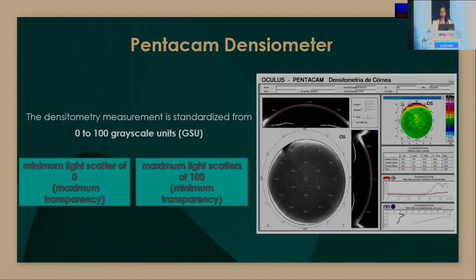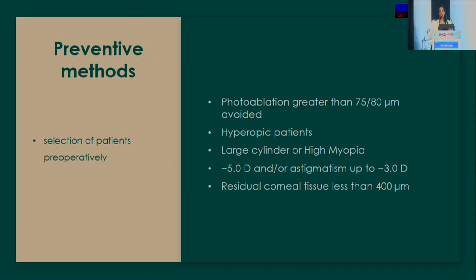Anterior chamber is totally obscured. Apart from clinically judging, we also have an objective method of seeing the haze, which can be seen with the Pentacam densitometer, where it is standardized from 0 to 100 grayscale units, 0 being the minimum light scatter, that is maximum transparency, and 100 being the maximum light scatter, which signifies minimum transparency. So to start with the procedure, we can have preventive methods to not have haze post-operatively, which basically is the selection of our patients pre-operatively.